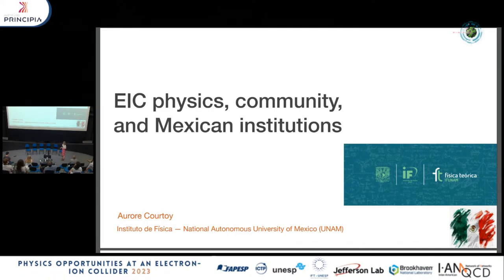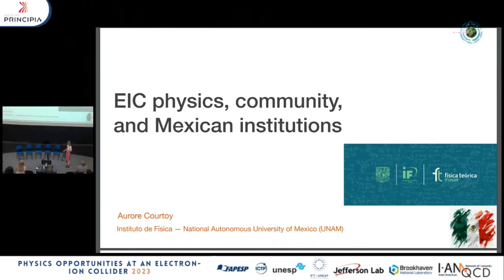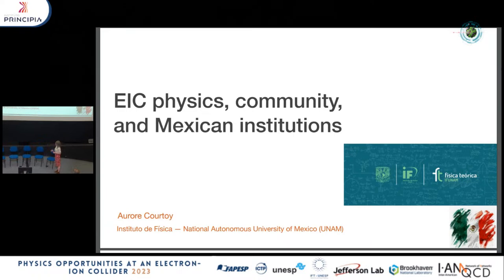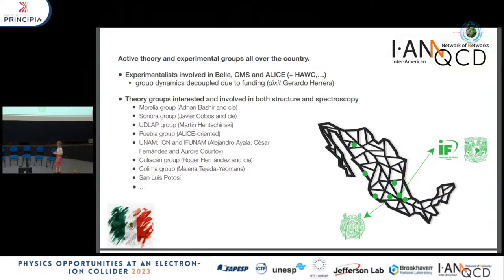So this is not really on behalf of the network of Mexico, because I think there is a QCD network I am not part of. Are you part of that network? There was a new network created. I am not part of that, but my project with the INN was on the list, so you can see that it goes beyond the network. That's a Mexican flag, and I will talk about the EIC physics community and Mexican institutions. I apologize if I forgot someone.